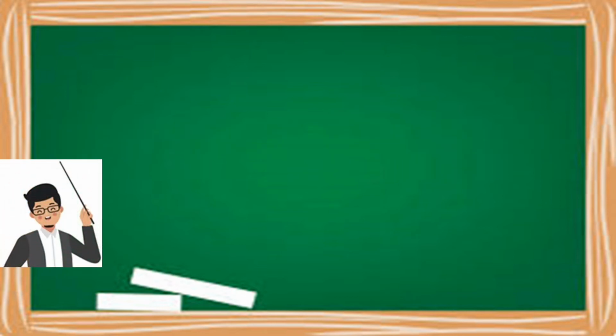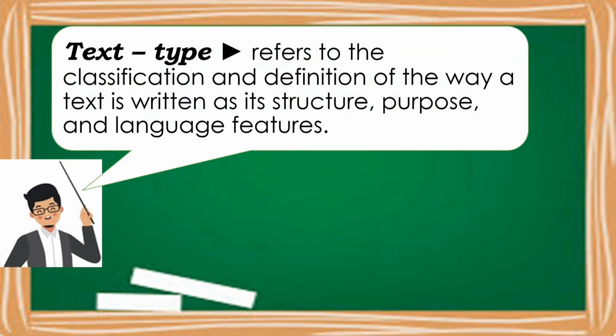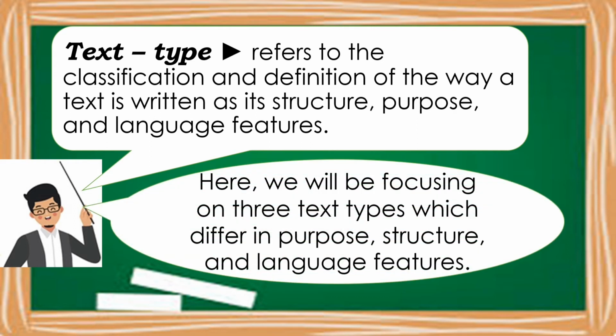Do you know what a text type is? Let's find out. Text type refers to the classification and definition of the way a text is written as to its structure, purpose, and language features. Here, we will be focusing on 3 text types which differ in purpose, structure, and language features.